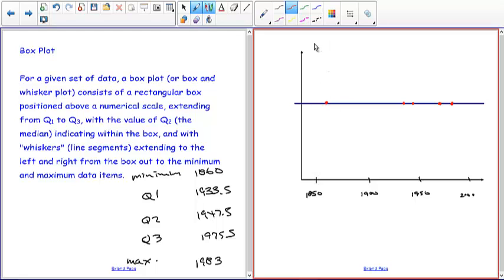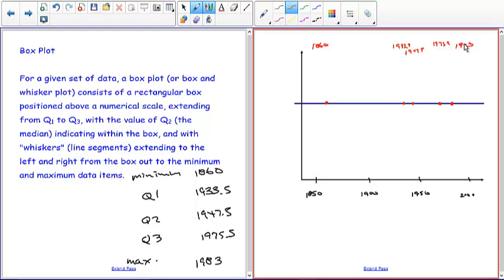I'll write them up here. So this is 1860, 1933.5, 1947.5, 1975.5, and 1983. Okay, so what have I done? I've looked at the range of numbers that I'm trying to represent, and I decided on a scale that's going to include all those numbers.